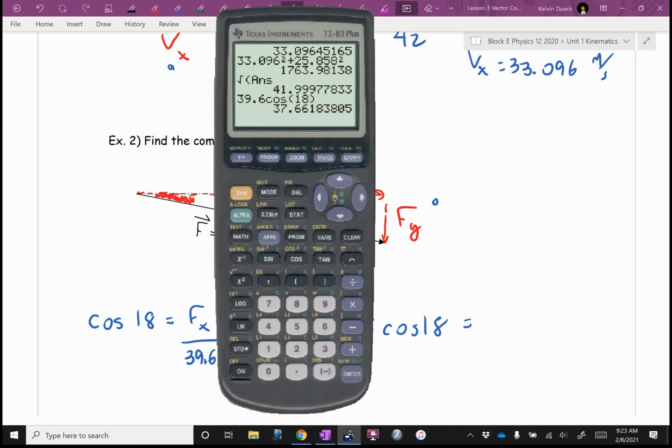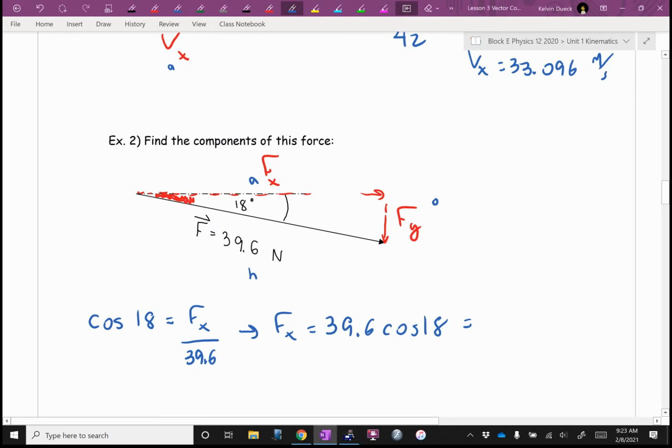However, I also know that if I go cos 18 times 39.6, I've got a problem because my calculator is going to think that that 39.6 is in the brackets, which is why, Petco, whenever I write it, I tuck the number in front like a coefficient, and then I put the trig function. But these are things you can find out on your specific calculator. What was it? It was 37.662 units, Jack. What are we finding here? Newtons. Okay, I'm not writing a direction because the letter X implies horizontal.